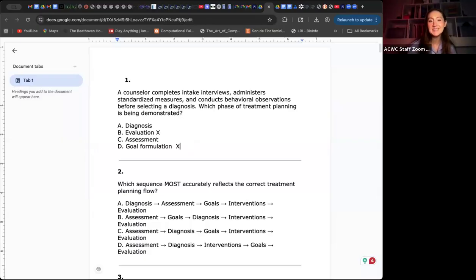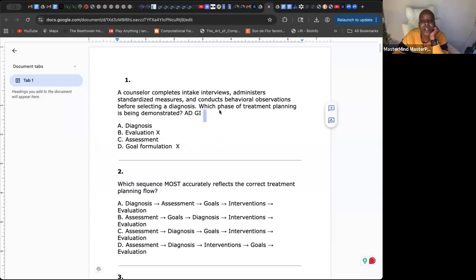Absolutely. So we've eliminated two, like Dr. Pam says. Beautiful. And then a small hint here that might help, Mastermind. Remember, what helps me is the ADGI. So assessment, diagnoses, goal, and intervention. So which phase of treatment planning? Conducts behavior observations before selecting a diagnosis.